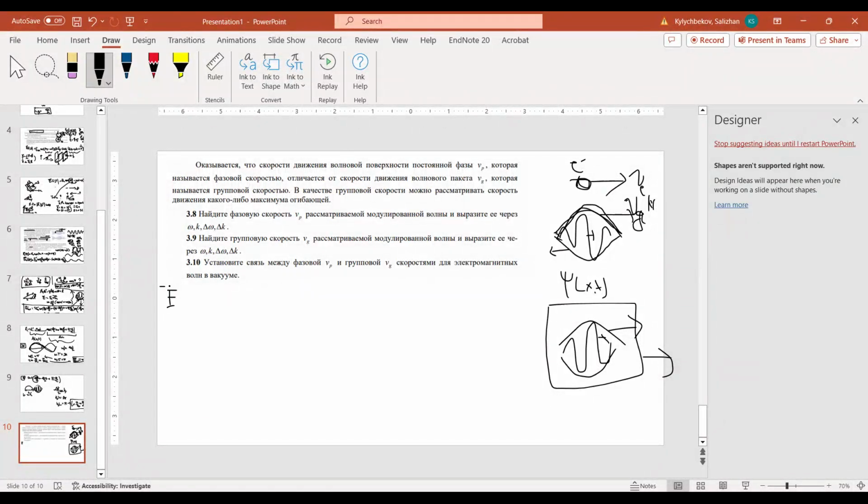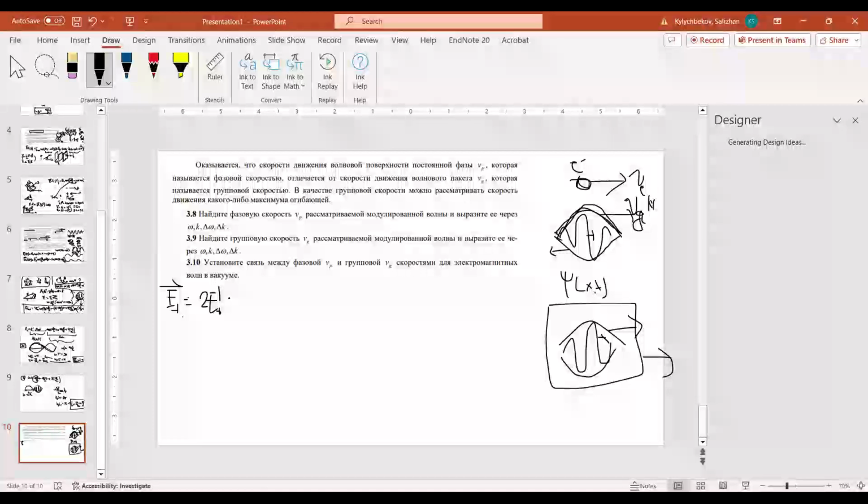Let's go back to the equation of superposition. E total is 2E0 prime. No, E0 prime there. Some new E amplitude. I mean, but you got what I meant here.